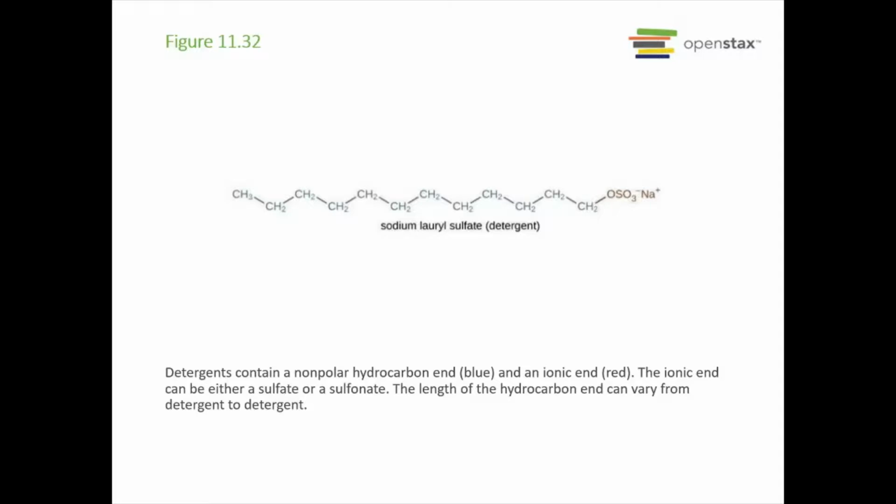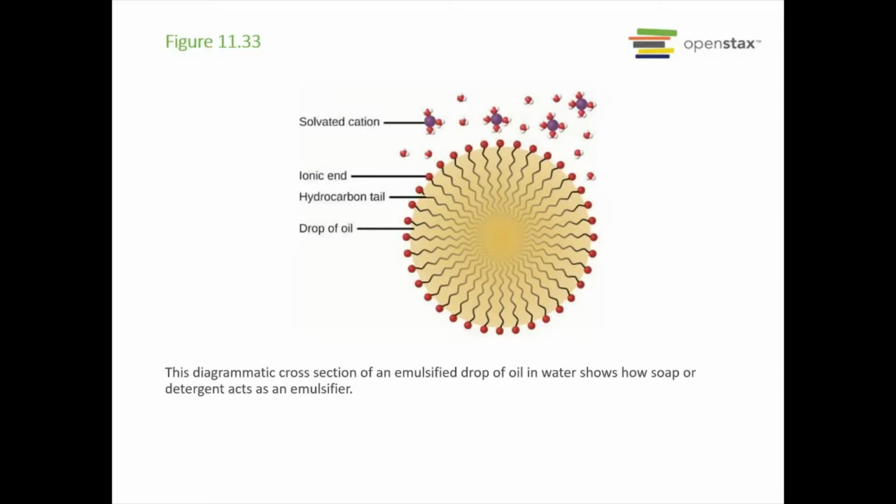And then here's sodium lauryl sulfate. This is an example of a detergent. Same type of thing, you've got that ionic polar head, just now with sulfate instead of carboxylate. And this is a cross-section of what a drop of oil and water shows when you have soap. It acts as an emulsifier, so they mix together. The oil ends up being in this whole tan area, and then you have the polar head that's then able to interact with the water.